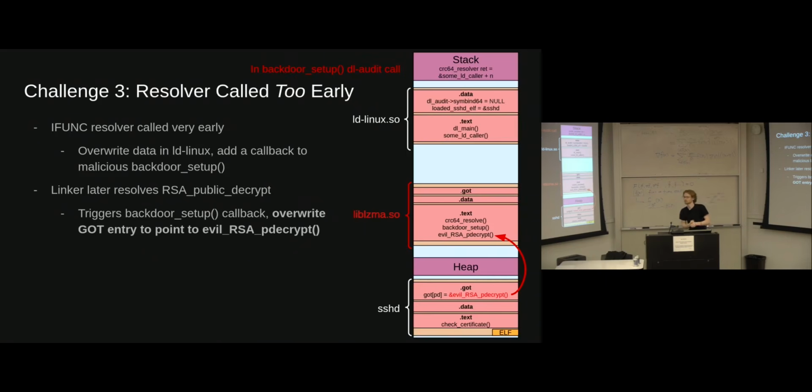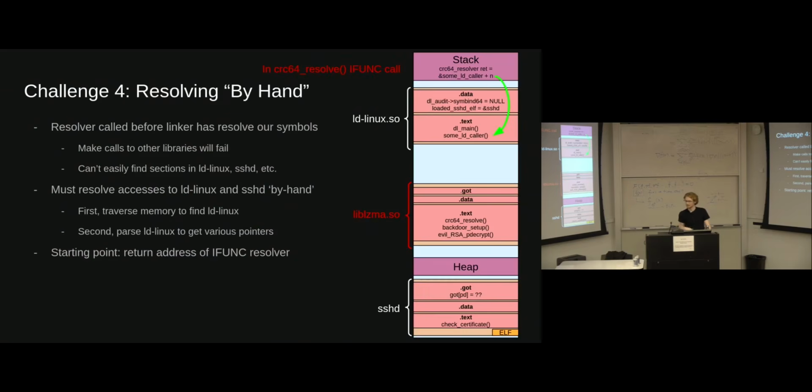So I'm following all this. I have a question. This all requires you to find the exact place where to overwrite something. First, liblzma needs to overwrite the DL audit struct, right? How does it know where it even is in the executable? And then that callback needs to modify the GOT of the SSHD. How does it know where that is?